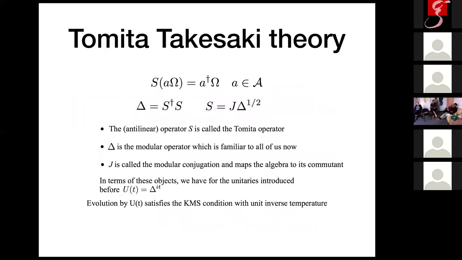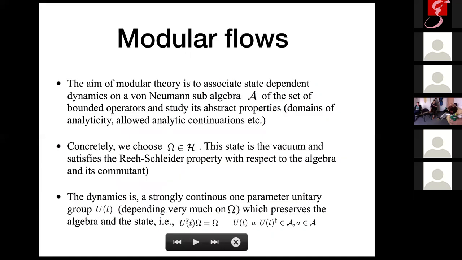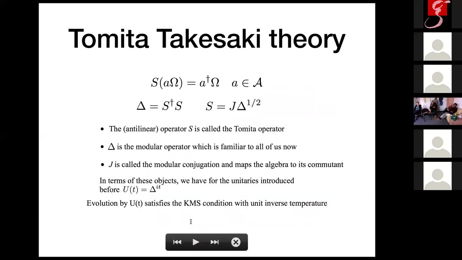And more precisely, this is how we construct it. This is what's called Tomita-Takesaki theory. Many of you might have already seen this, but I'm just repeating it so that we are all on the same page. So how do we construct this U of t? We construct it by first constructing an antilinear operator S. It takes the vector A omega, where A is in the algebra, to A dagger omega. You can see that this S is antilinear because of this dagger operation. And then delta is just S dagger S, and S itself has a polar decomposition like this.